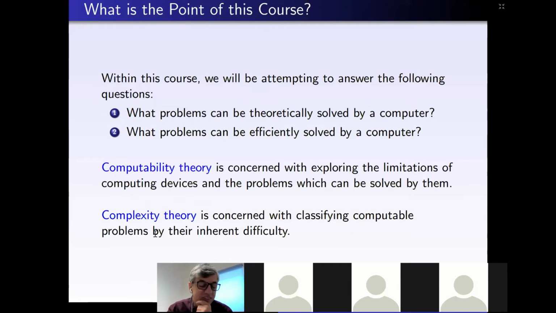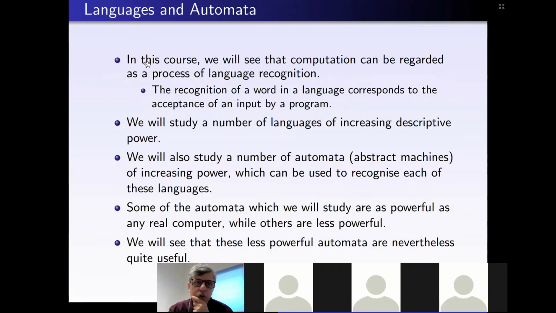And complexity theory is related to the second question. It is concerned with classifying computable problems by their inherent difficulty. So we can say which problem is more complex than the others, and whether the machine is capable of solving that problem. So that's the whole point of this course. Computability: what is the limitation of computing devices, and complexity: what is the complexity of the problems that the machine can solve, okay?